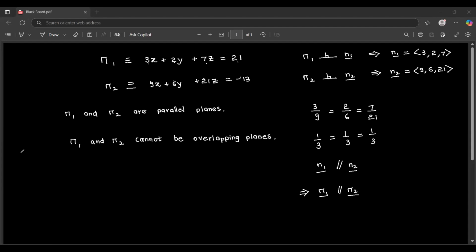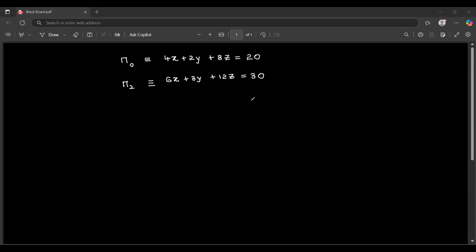Let's do another question. In this question, try it by yourself. What are they saying? They are saying pi naught is given by 4x plus 2y plus 8z equals 20, and pi 2 is given by 6x plus 3y plus 12z equals 30. First of all, let's say pi naught is perpendicular to the vector n naught, so n naught can be given as 4, 2, and 8. Similarly, pi 2 has the perpendicular vector n2, so n2 can be given as 6, 3, and 12.